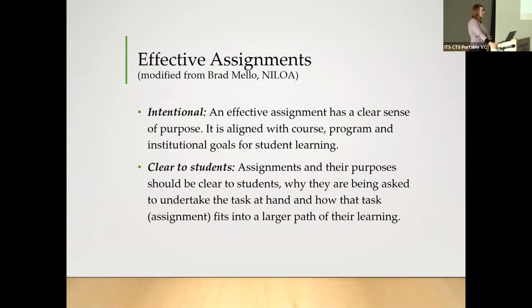This sounds like, again, a no-brainer, but sometimes it's not the clearest thing in the world. Assignments should be clear to students, and they should have the opportunity, at the very least, to ask questions about it. Their purposes should be clear, why they're being asked to do it, so that connection. These are things that I would have dreamed of asking my instructor, say as a freshman in college.